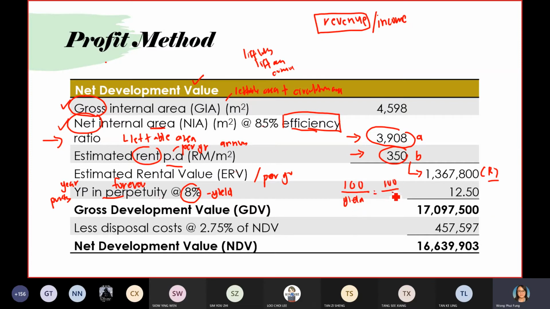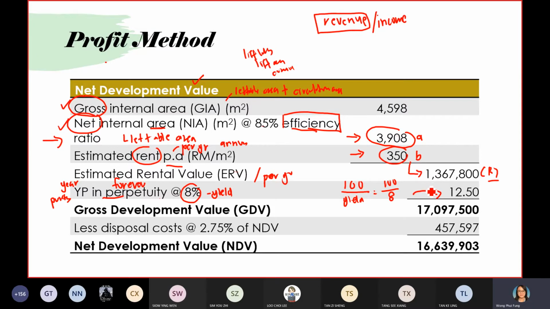100 divided by 8, so you will get 12.5. Okay, again, I repeat again. Why do you need to use yield? Because in commercial property, we assume the rental income that we receive per year, we are going to receive forever. Collect forever. That is the principle of the valuation. We assume the rental per year, we can collect forever.